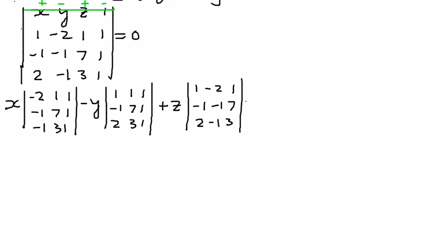And then minus 1 times the determinant of the minor of that, which is going to be 1, -2, 1, and then -1, -1, 7, and then 2, -1, 3. And then if we were to equate that to 0, that should be able to give us the equation of the plane.